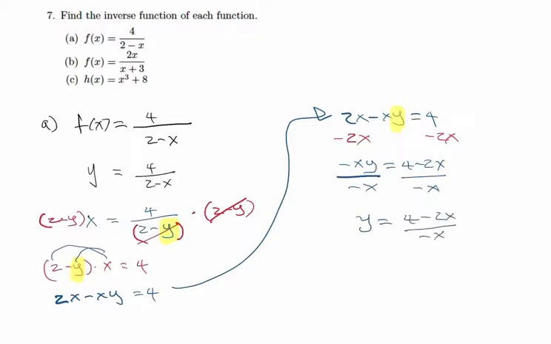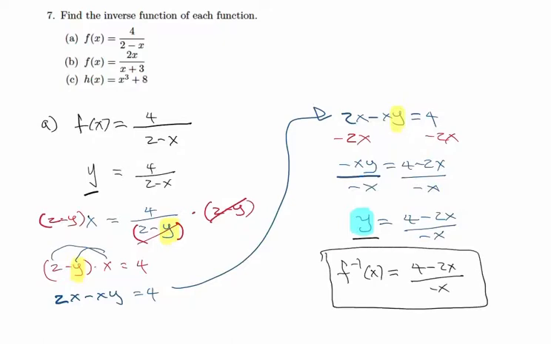And here's a really important last step that is easy to forget. We must replace this y with f inverse. Otherwise, we're saying we have two different y's here. We're just using y for the time being. So we write f inverse of x equals 4 minus 2x over negative x. So this is the inverse function of this function right here.